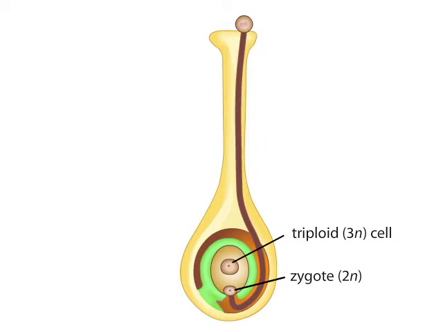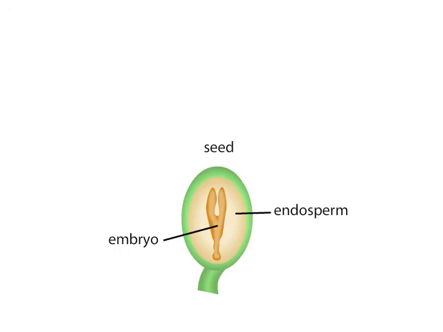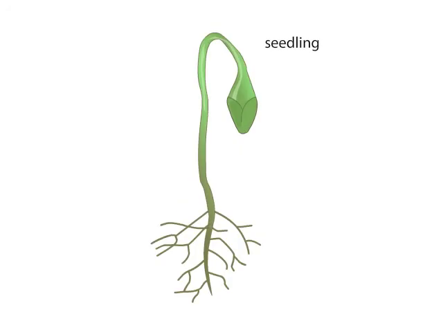The fertilization of both the egg cell and the central cell is called double fertilization, a hallmark of the life cycle of angiosperms. The zygote, which begins the next sporophyte generation, develops into the embryo, while the triploid cell develops into the nutritive endosperm of the seed. The seed germinates, and when the sporophyte matures, the life cycle begins again.